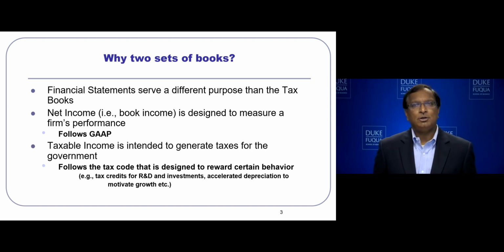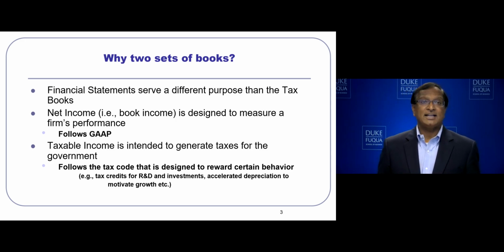The taxable income, on the other hand, is intended to generate taxes for the government, and it follows a tax code that is designed to reward certain kinds of behavior. For example, the tax authorities may give tax credits for R&D investments to boost such investments. They may accelerate the depreciation to motivate investments in physical assets and so on.